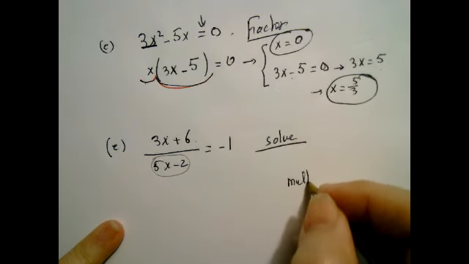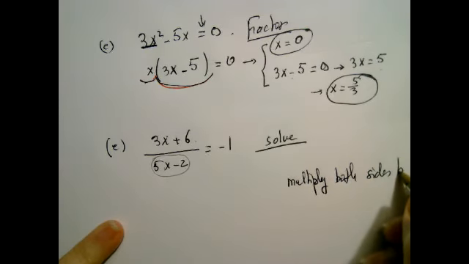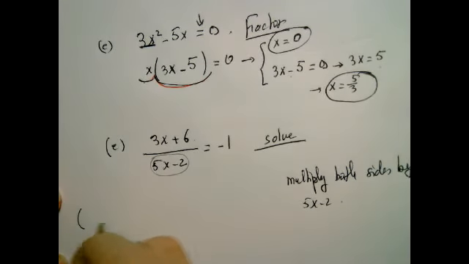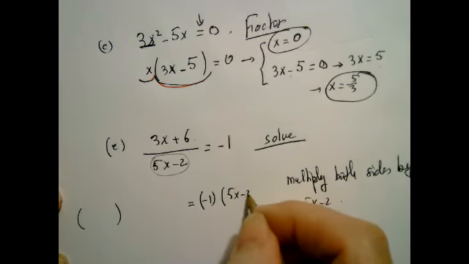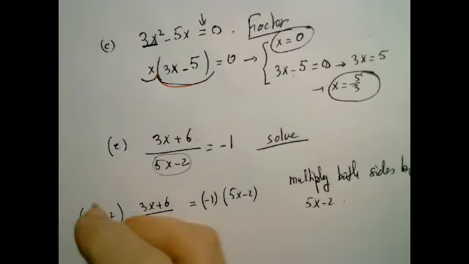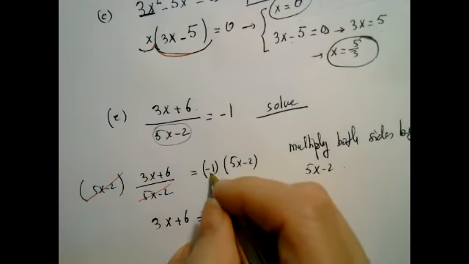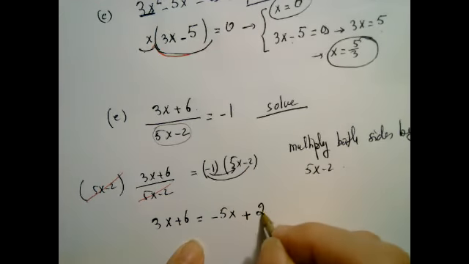So we multiply both sides by 5x minus 2. It means that I'm going to multiply this and this by 5x minus 2. And what's the benefit? The benefit is those will simplify. And then I will have 3x plus 6 equal. Now be very careful, I have to distribute now. Minus 5x, minus minus, plus 2.